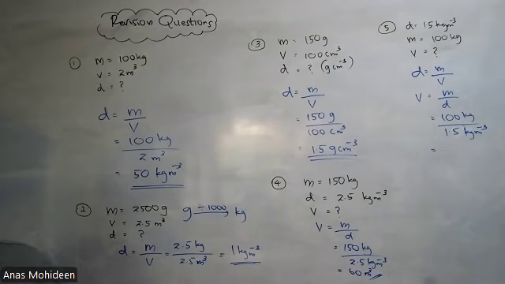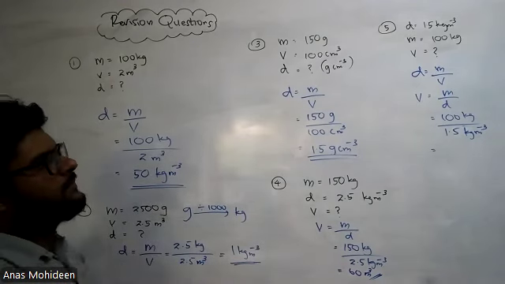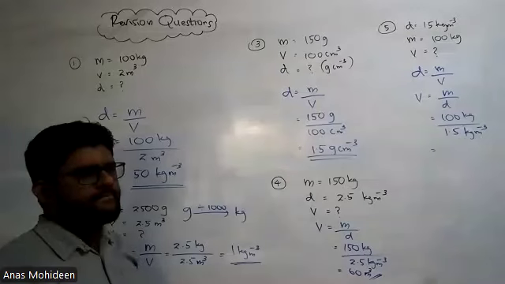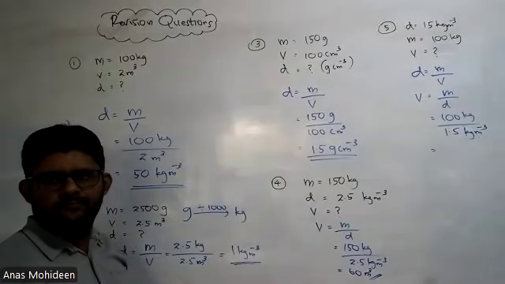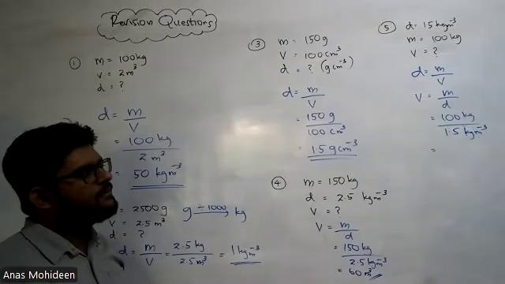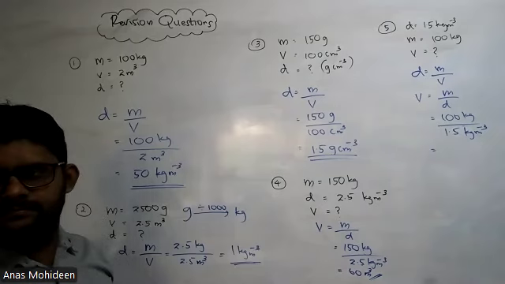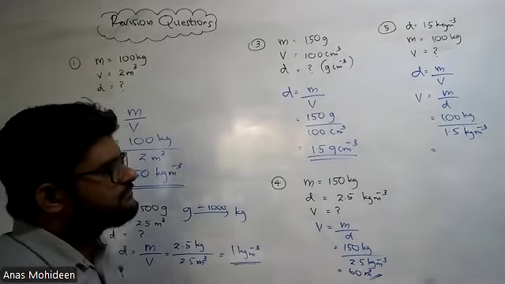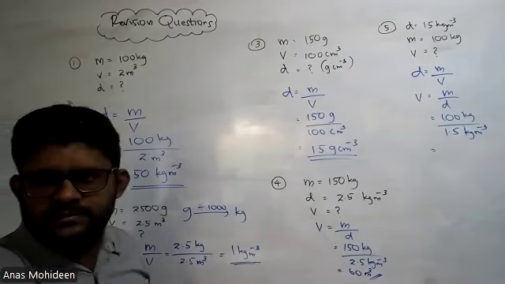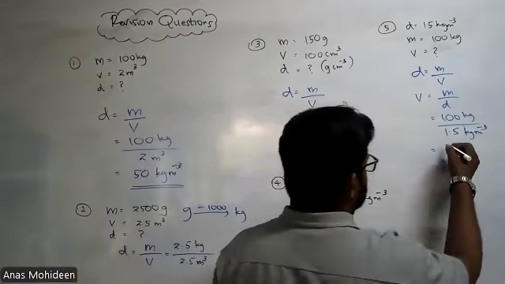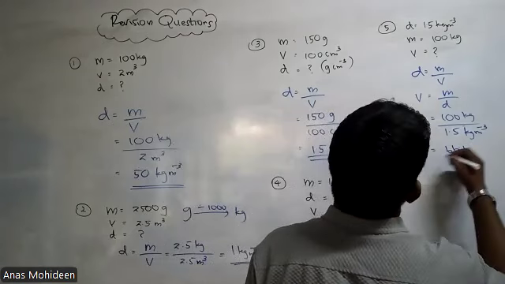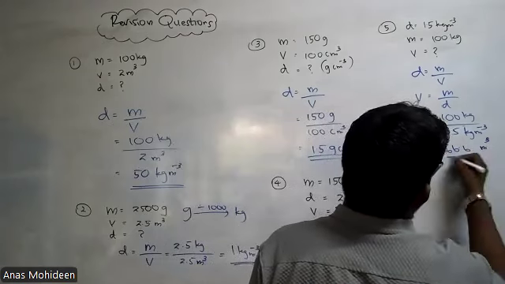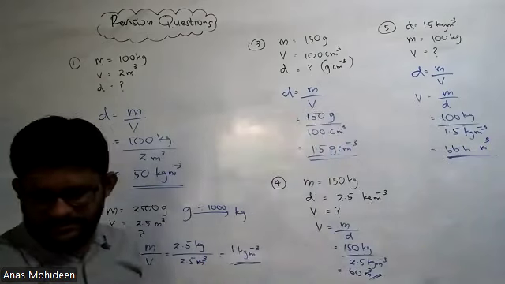Check the answer, please. 100 over 1.5 is 66.6, and the 6 goes on, measured in cubic meters. Right? Cubic meters.